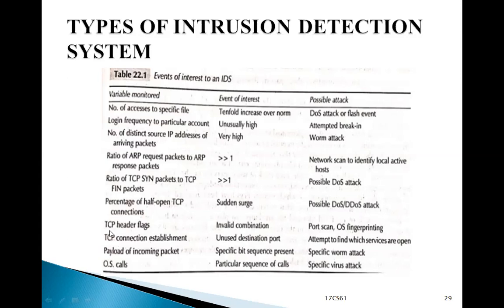Then it comes to, so these first six are almost predefined ones. The next is TCP header flags. That is, if the TCP header flags have any invalid combination, then the possible attacks are going to be port scan or OS fingerprinting. So what is a port scan here?